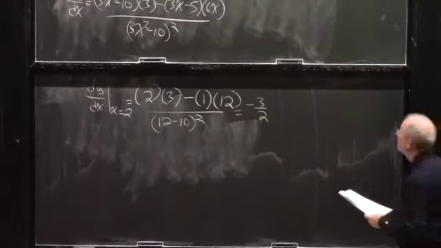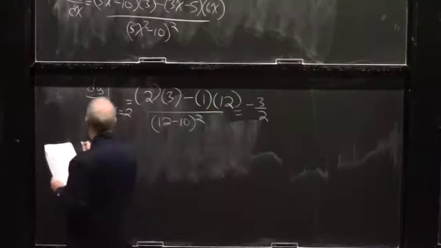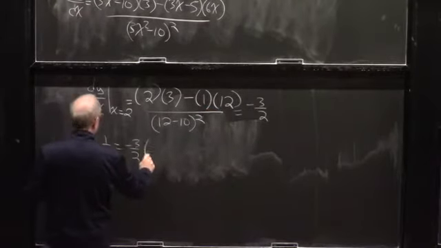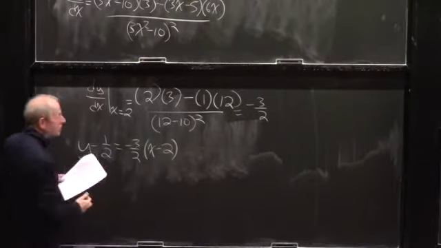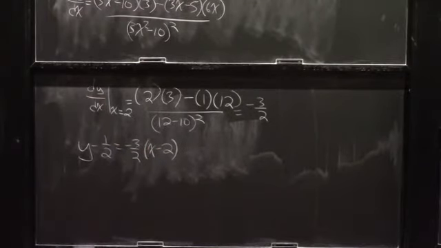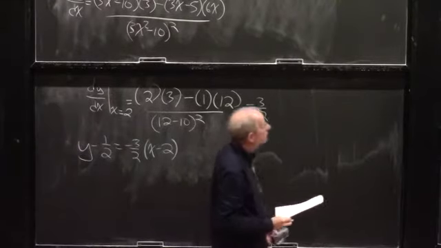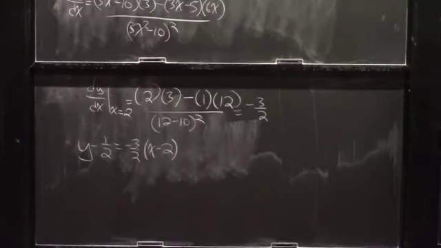So you get y minus 1/2 equals negative 3/2 times x minus 2. And of course, leave it in that form. You don't have to simplify. So far, so good? Okay, another 10 points. You're not passing, but you're getting closer. All right, third one.